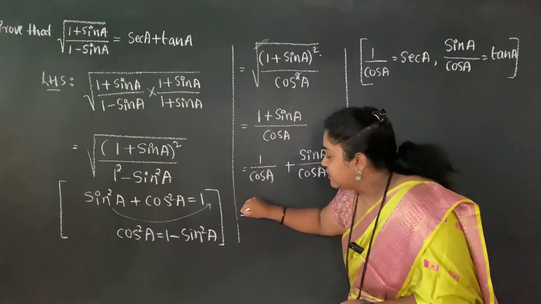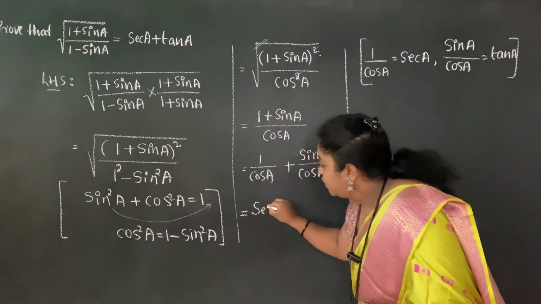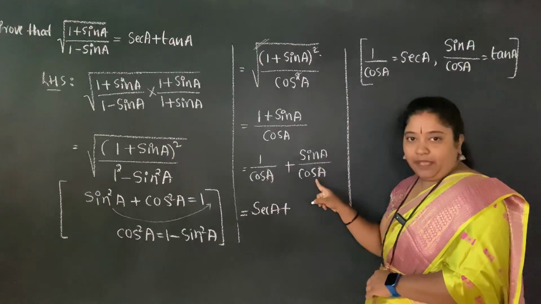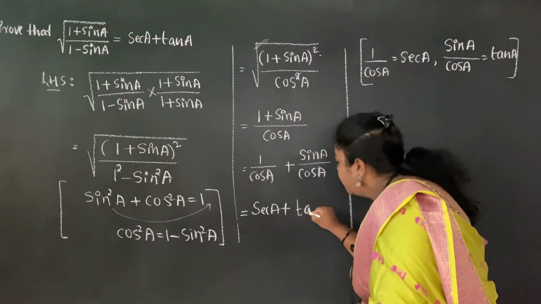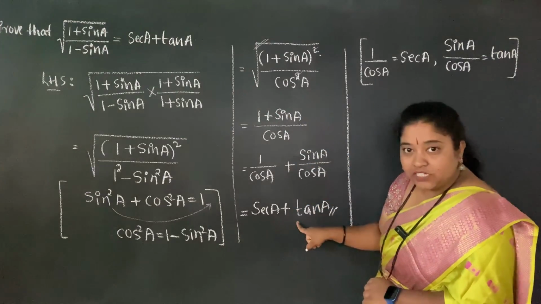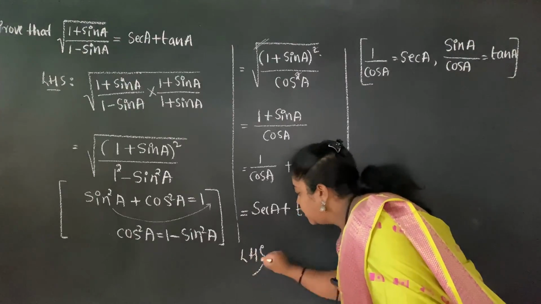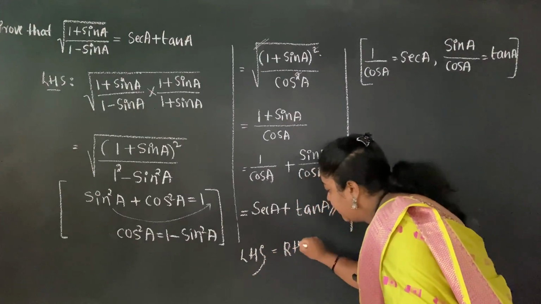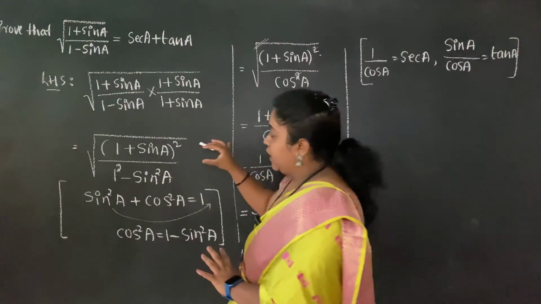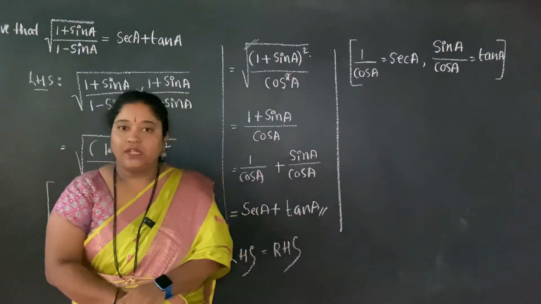Now, instead of 1 by cos A, I can substitute sec A. Yes or no? Instead of sine A by cos A, I can substitute tan A. Hence, have I reached the RHS or not? Yes. So, we have to write at the end, LHS is equal to RHS. Practice it 4 to 5 times, then only you will get perfect knowledge of all kinds of questions. We'll move to the next one.